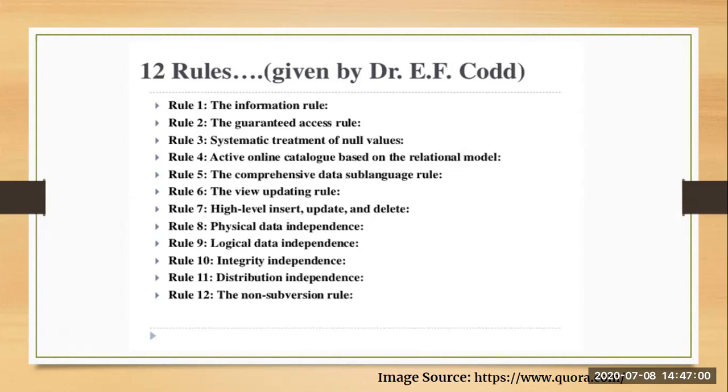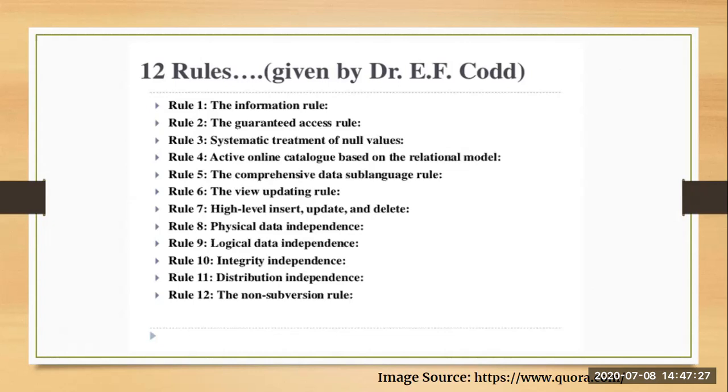Next, rule number 3, systematic treatment of null values. So the null values in the database must be given a systematic and uniform treatment. This is a very important rule because null value means what? Either the data is missing, or the data is not known to you, or the data is not applicable. So the standard mechanism which is used is writing null when you have any of these cases.